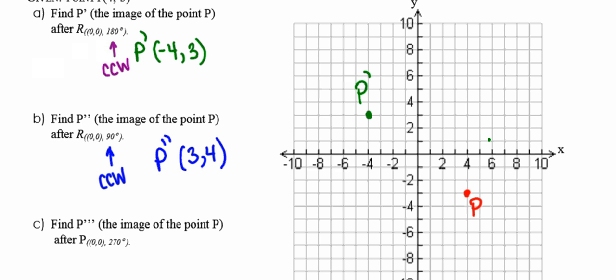Okay, go ahead, flip your paper back right side up. And now that you've flipped your paper back right side up, you can go ahead and plot the point on the coordinate plane. So there's point P double prime.